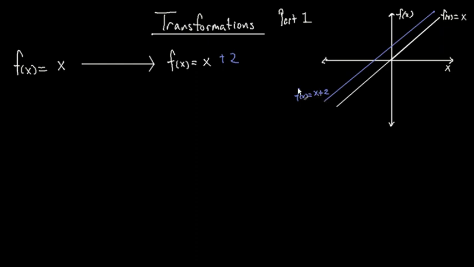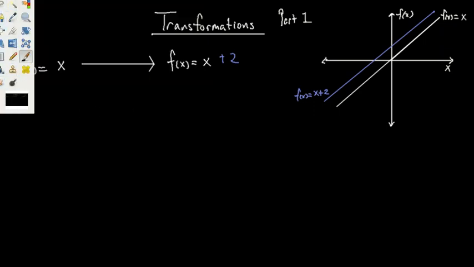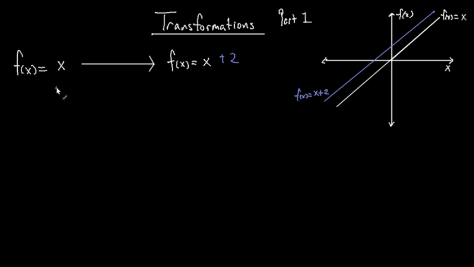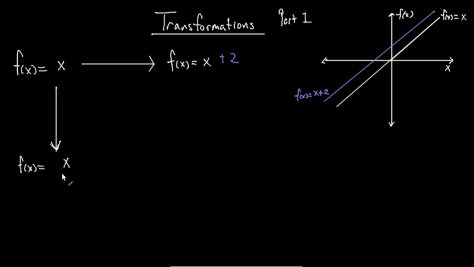Well, that's not the only kind of transformation that can take place. What if we did it yet another way? So let's take this back to white. What if we did f of x equals 2x? Here, let me put the x here. Since we did blue, we'll do red. What if it was f of x equals 2x?